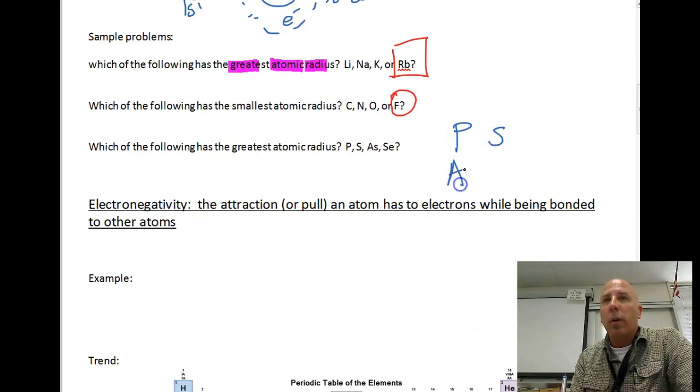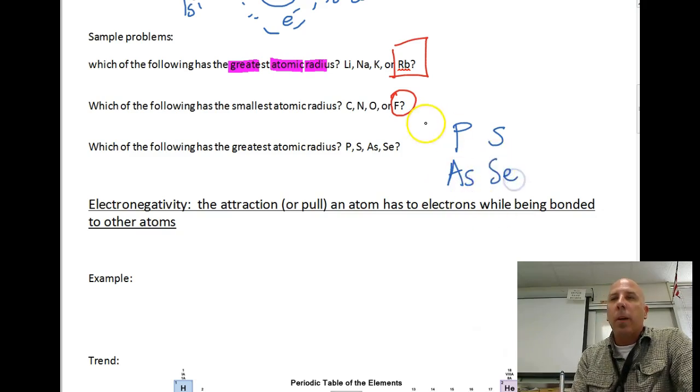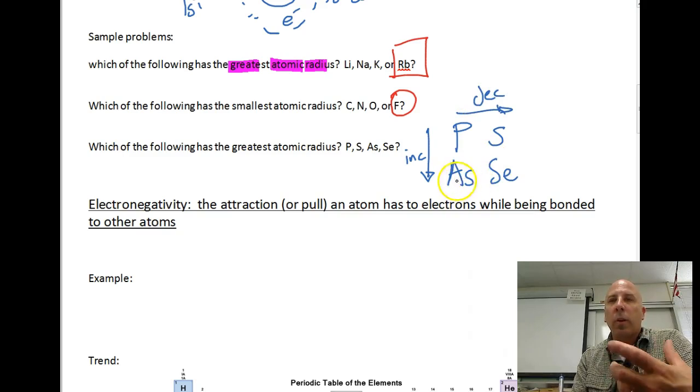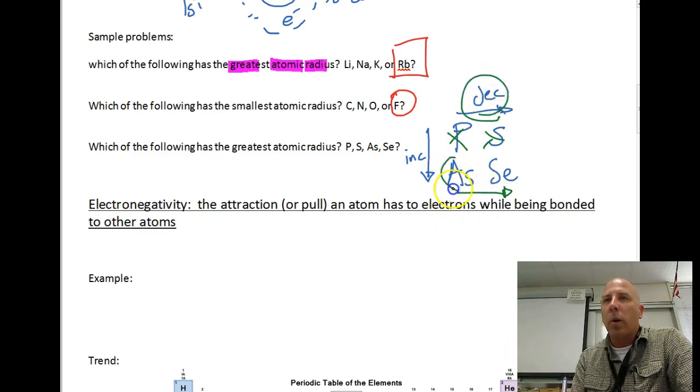sulfur, arsenic, and selenium. And so remember, as we go down, we have an increase, and as we go to the right, we have a decrease in atomic radius. So we're looking for the largest. So as we go down, arsenic and selenium are both going to be bigger than phosphorus and sulfur. So we can kind of get rid of these guys. And then that means it's now between arsenic and selenium. But remember, as you go to the right, our size decreases, so arsenic is going to be our largest.